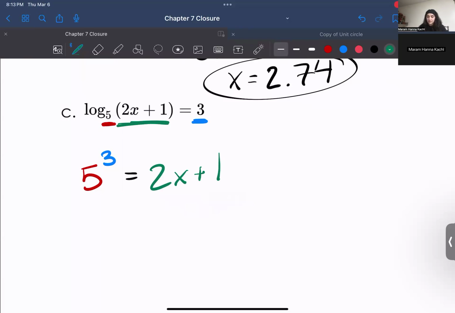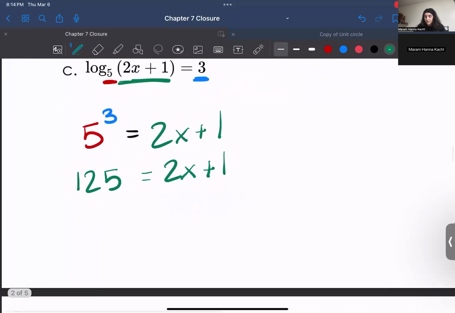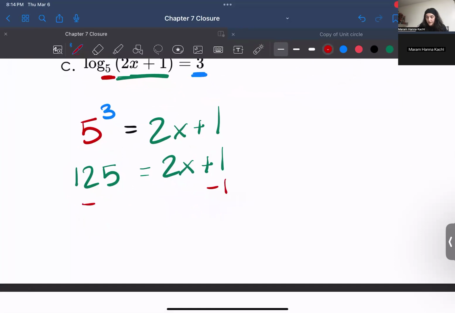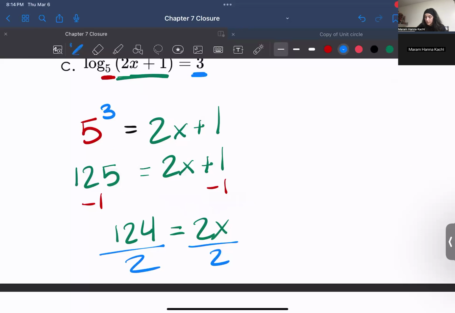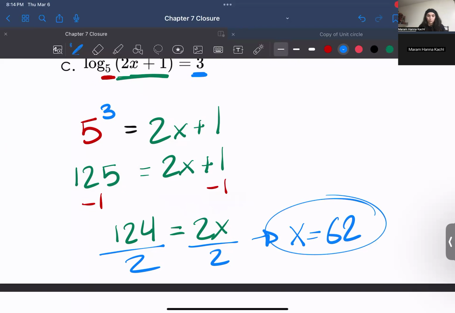So yes, you'd have a calculator. This is also on your power sheet on your assessment resource page. That's 125 is equal to 2x plus 1. First step would be to subtract 1 from both sides. So now I'm working with 124 is equal to 2x. And then we only want x, so divide both sides by 2 to get that x is 62.